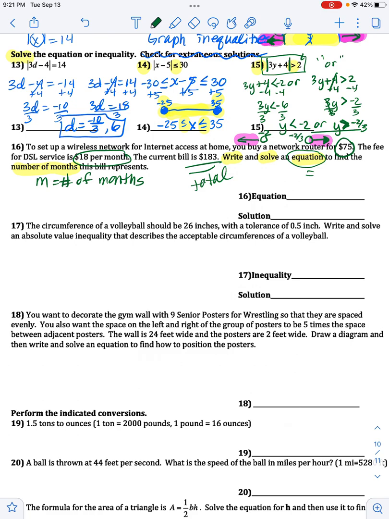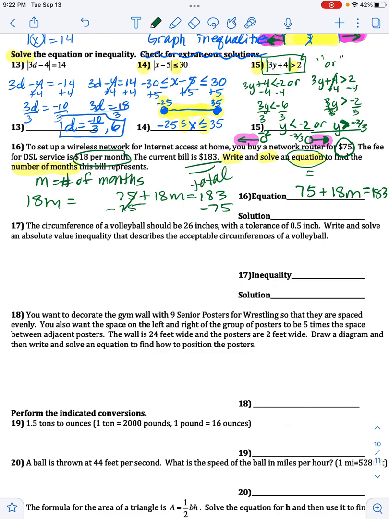Okay. So I'm going to have the $75 that I have to pay just to get the router, plus I'm going to be paying $18 per month. So for every month, that's $18 more, and the total's 183. So if I'm going to solve that, I have 75 plus 18m equals 183. I take away my 75.